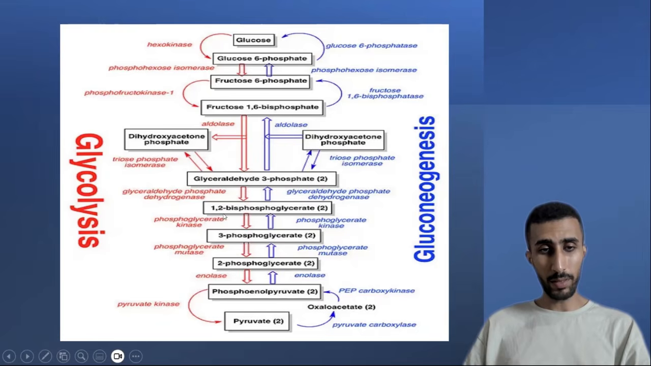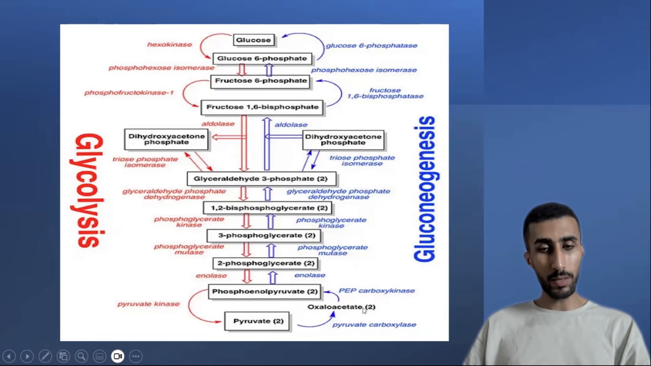Then we get 1,3-bisphosphoglycerate, then 3-phosphoglycerate, then it's mutated by phosphoglycerate mutase to 2-phosphoglycerate, and by the enzyme enolase to phosphoenolpyruvate. So you may skip this.